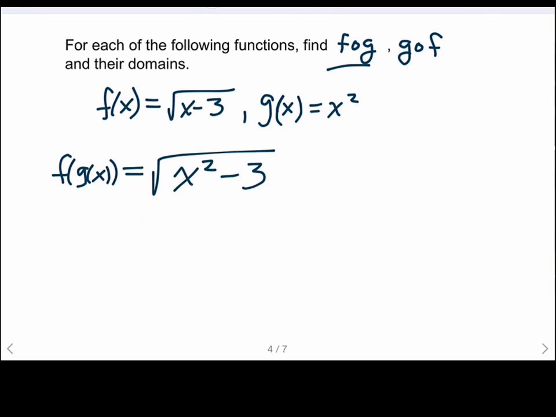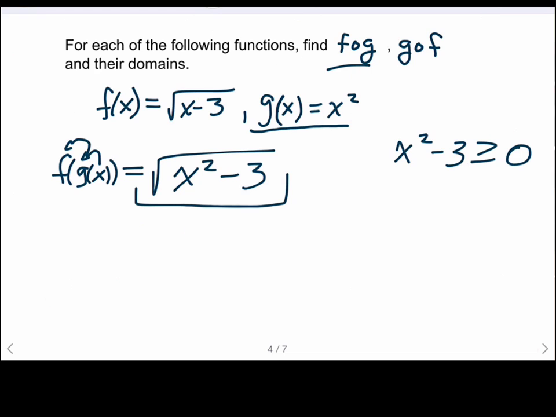As far as the domain, x would first go into g, right? And then the result goes into f for any particular value. And so we first need to consider the domain of g. Since g of x is x squared, the domain is all real numbers. We don't really need to worry about that. For the result, we have the square root of x squared minus 3. And so what we need are numbers that when we square them, they aren't less than 3, right? In other words, we need x squared minus 3 to be at least 0, greater than or equal to 0.